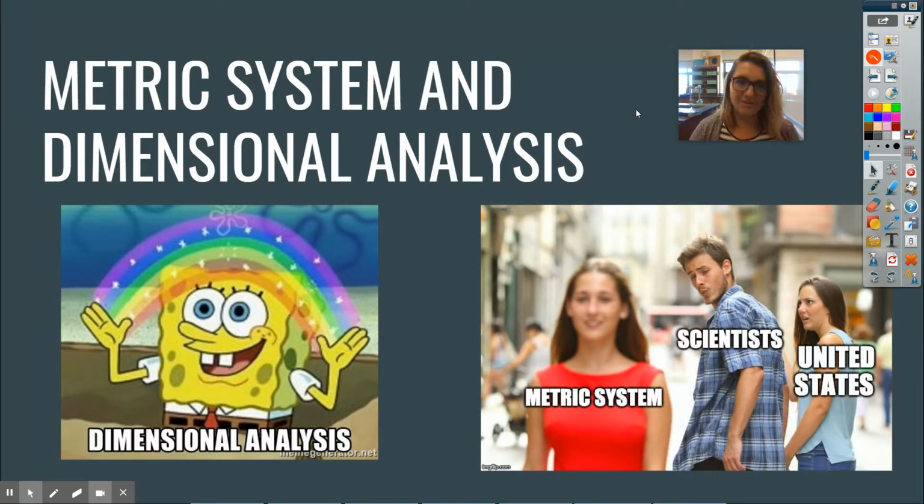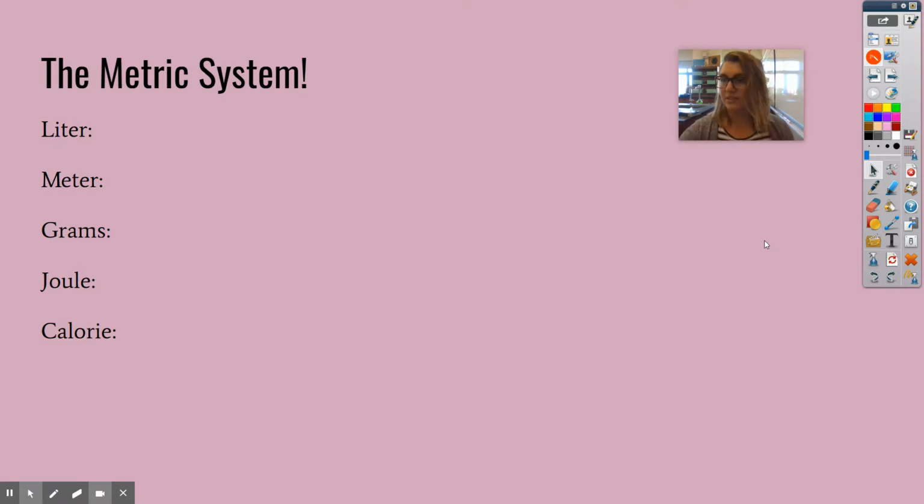So today we're going to be talking about the metric system and dimensional analysis. The metric system is what scientists use, not what we use here in the United States. So we're going to be seeing it a lot in our class, and we need to learn how to convert between units in the metric system. We're also going to be going over briefly dimensional analysis.